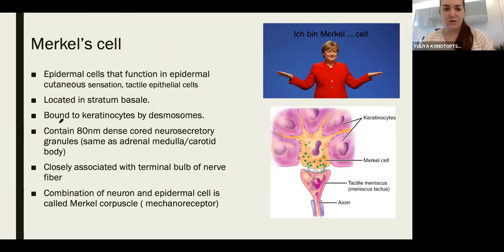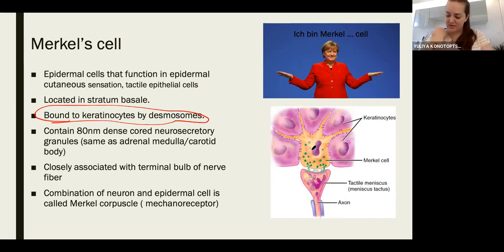Merkel cell. This is the cell which is actually bound to keratinocytes. It has connections, it attaches to them using desmosomes. What does it do? It is a nerve in a way. It is responsible for sensing things that happen in your skin. So it is a mechanoreceptor, responsible for a tactile feeling, right? So if I do something to my skin, my Merkel cell will definitely feel it.